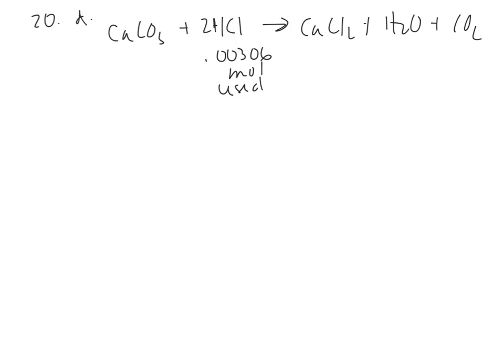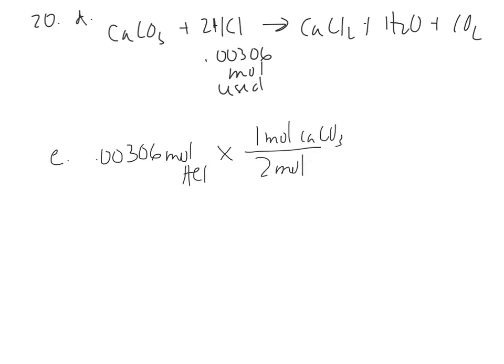So part E then says, determine the amount in moles of calcium carbonate. Well, if I know I had 0.00306 moles of HCl to completely react with all the calcium carbonate, I see that there's only 1 mole of calcium carbonate for every 2 moles of HCl. So this is really going to become 0.00153 moles of calcium carbonate.